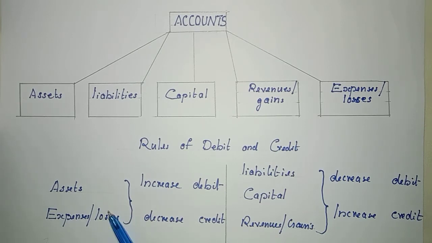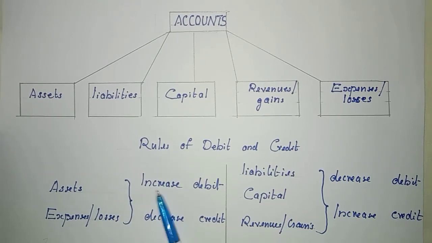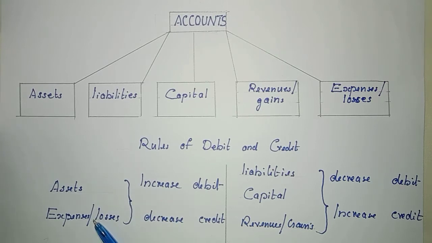Purchase of a land means increase of an asset, then debit that land account. Sale of machinery means decrease of an asset, then credit that machinery account. Salary paid means increase of an expense, then debit that salary account. Assets and expenses increase debit and decrease credit.